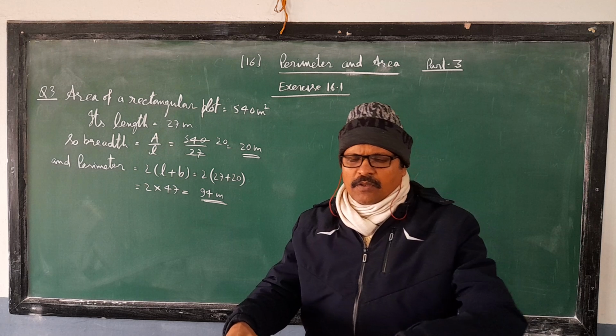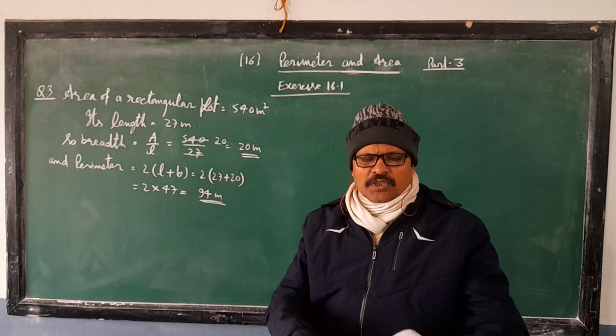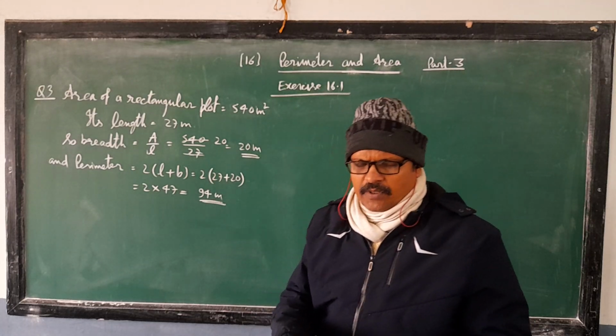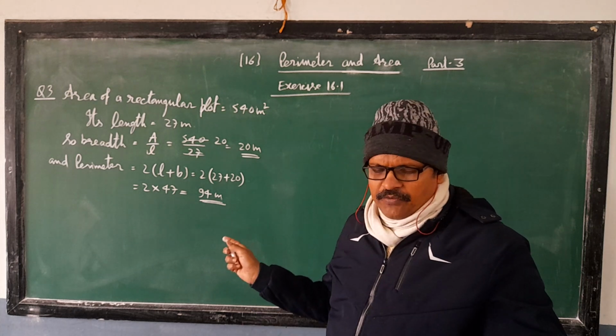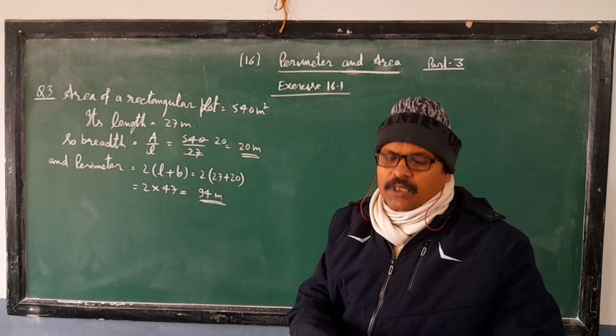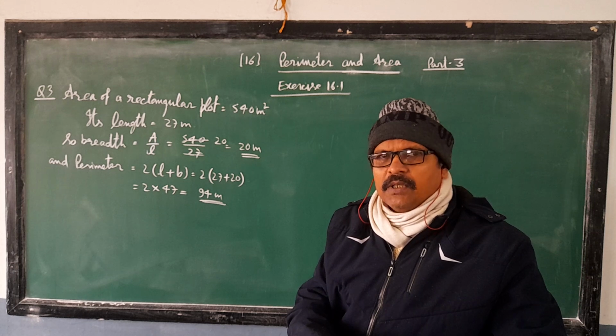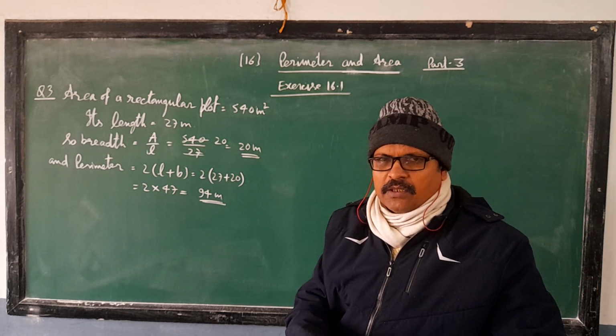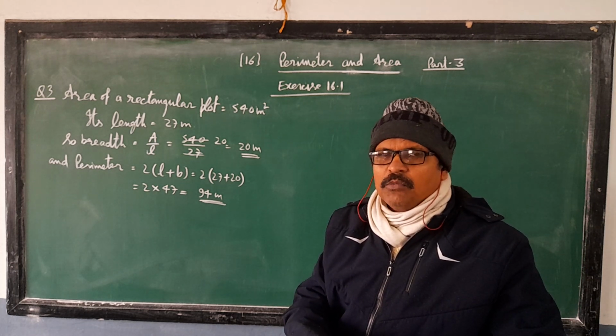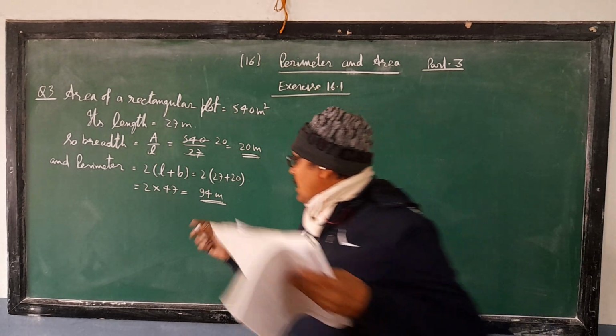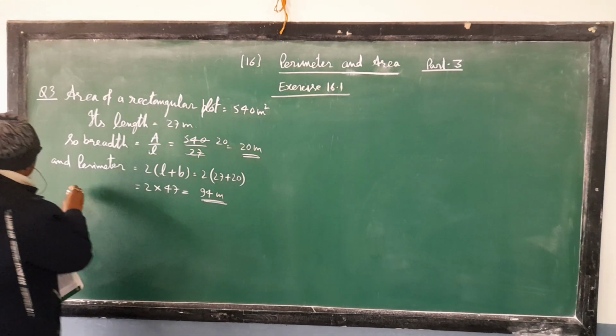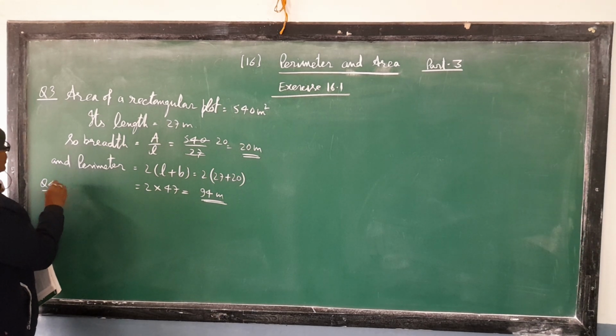Now see question number 4. In this question, perimeter is given. Perimeter of a rectangular field is 151 meter, and its breadth is given. They are asking to find the length. So we will use the formula related to perimeter. Write down question number 4.